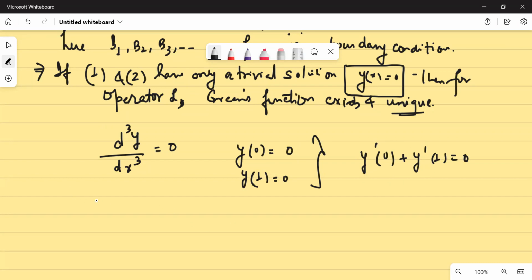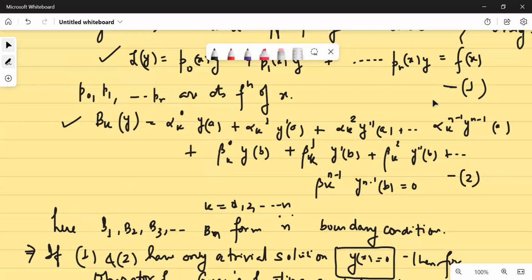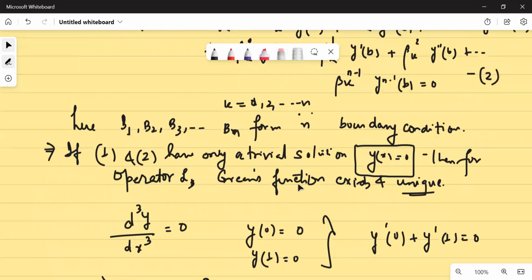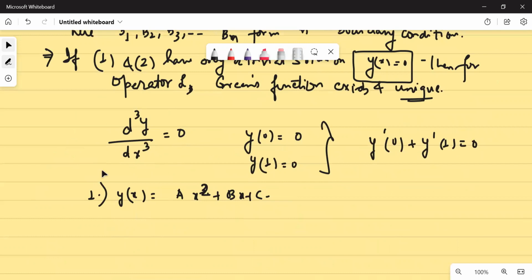So if I write first, what should I write? Your y(x) must be, in general, ax² + bx + c. That is 1. I'm not writing Green's function here. I'm just saying that if the solution of 1 and of 2, that is all these boundary conditions, leaves me with the trivial solution, y(x) = 0, then only my Green's function exists and it is unique.